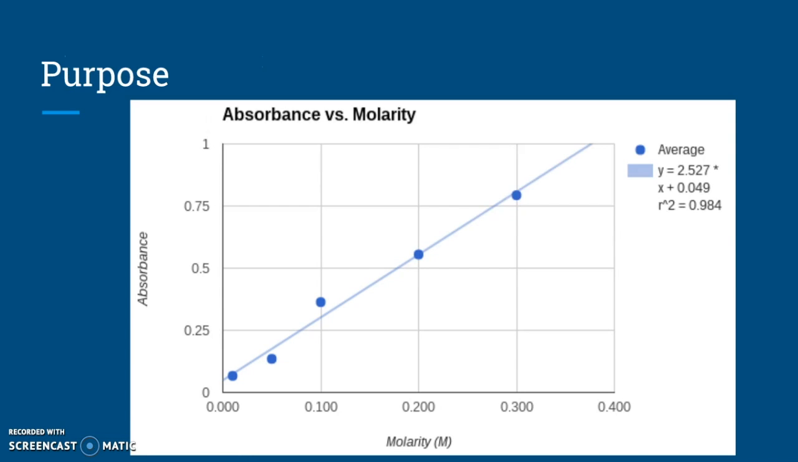The purpose of this lab was to identify the relationship between the molarity of a copper sulfate pentahydrate solution and its absorbance. And as you can see, this graph here illustrates just that. It illustrates the relationship between the absorbance and the molarity of the copper sulfate pentahydrate solution. And this here is the exact equation that could be used to calculate the molarity.